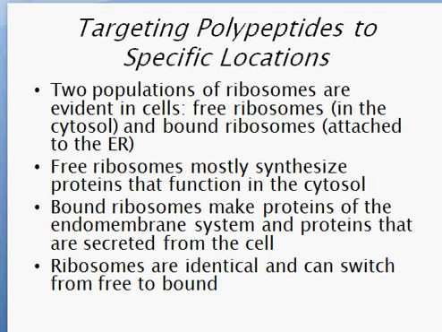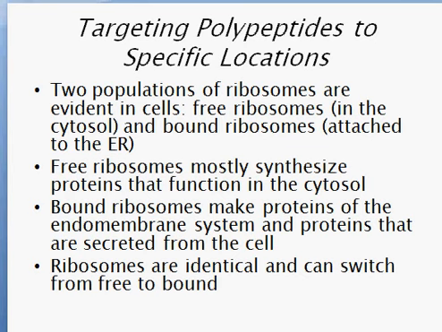There are two populations of ribosomes present in cells. And we talked about this back when we were talking about cell structure a little bit. But just to clarify and make sure that you understand the difference, we have free ribosomes that are in the cytosol, and we have bound ribosomes which attach to the endoplasmic reticulum. And the free ribosomes are really the ones that do most of the synthesis of proteins, and they function in the cytosol. And the bound ribosomes make proteins of the endomembrane system and proteins that are secreted from the cell.